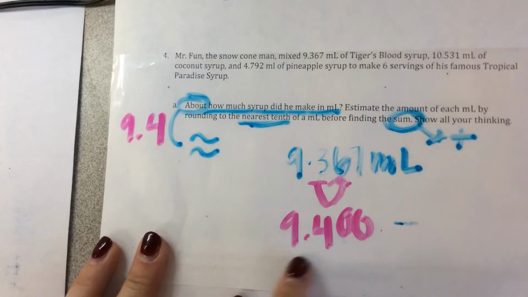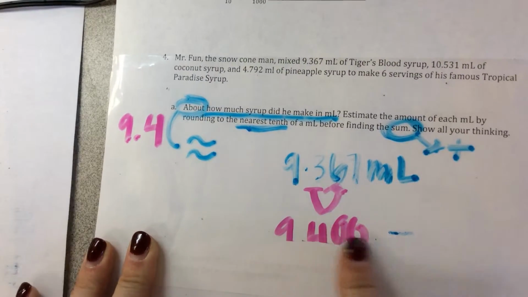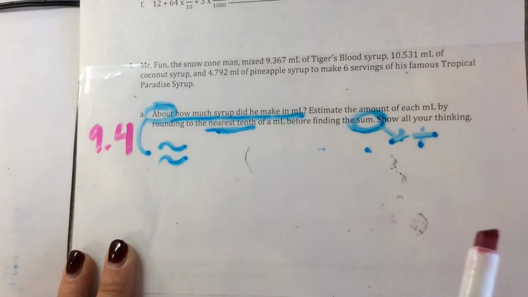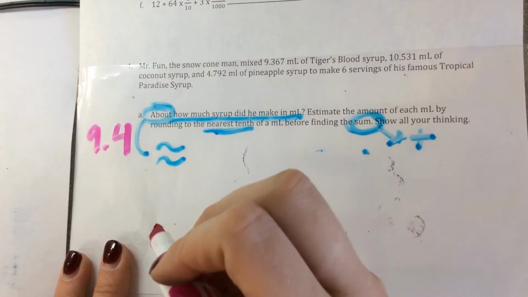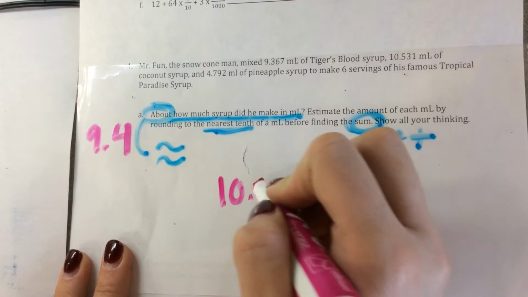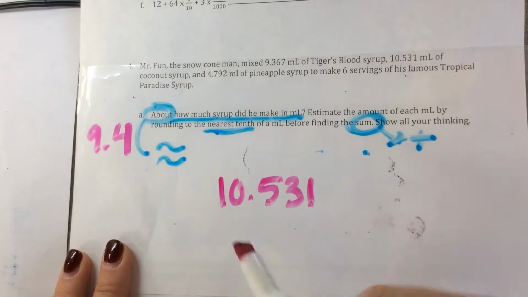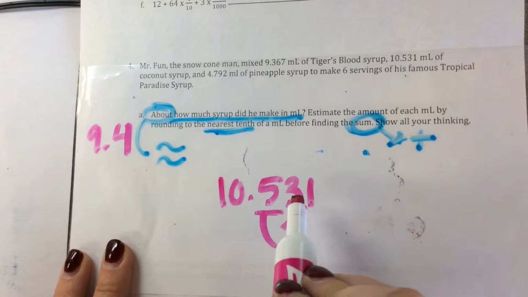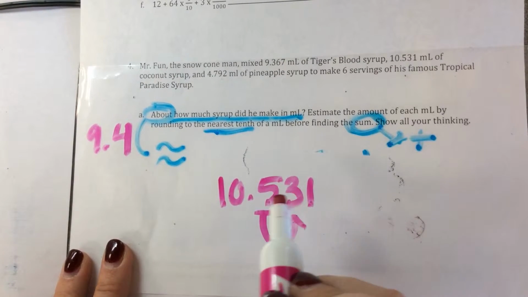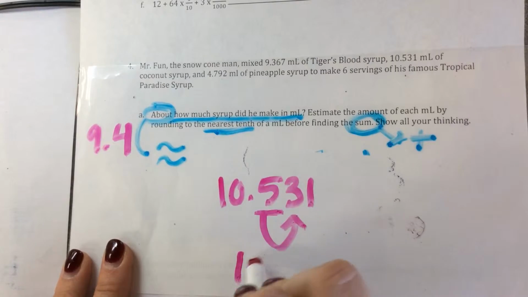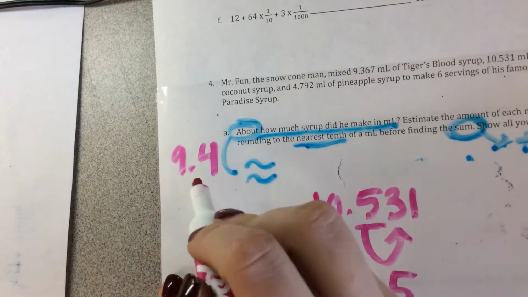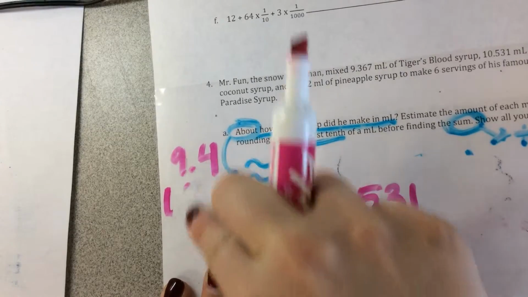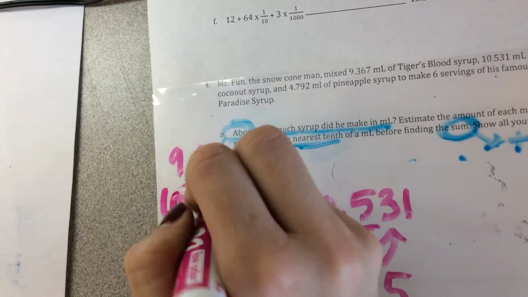We can also just get rid of those zeros after the decimal. They're not necessary. Okay, let's do another one. We've done tiger's blood. Let's do coconut. Coconut is 10 and 531 thousandths of a milliliter. We're doing to the tenth, so underline the tenth and draw an arrow next door. 4 or less, let it rest. So this is going to stay the same. 10.5. Let's put that over here. And make sure you're really lining up those decimals so it's not confusing.